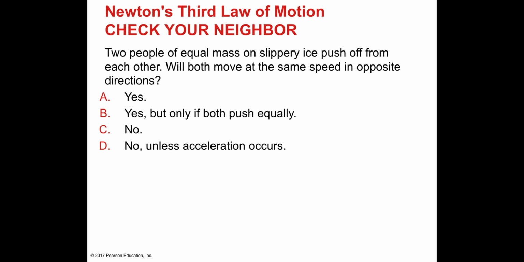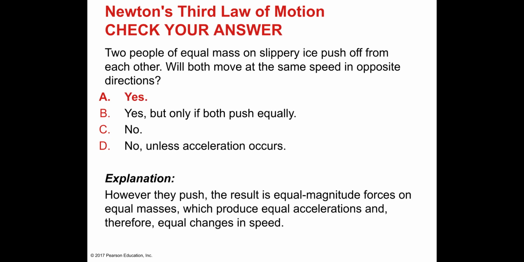Now, if they have equal masses, like in this situation, yes, they will move in the opposite direction with the same speed because they have equal masses. If the masses were not equal, then you can't talk about their speed. So however they push, the result is equal magnitude forces on equal masses, which produce equal acceleration and therefore equal changes in speed.